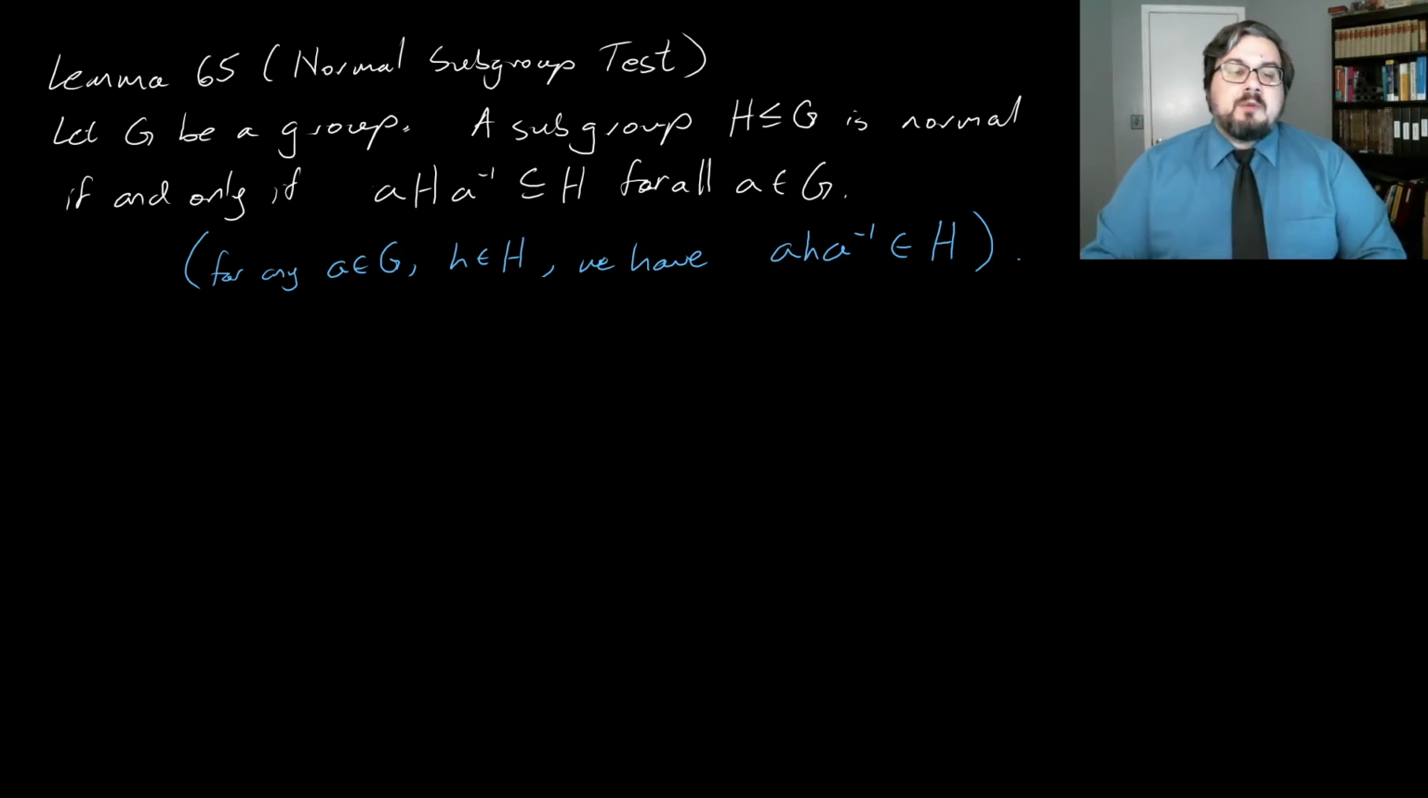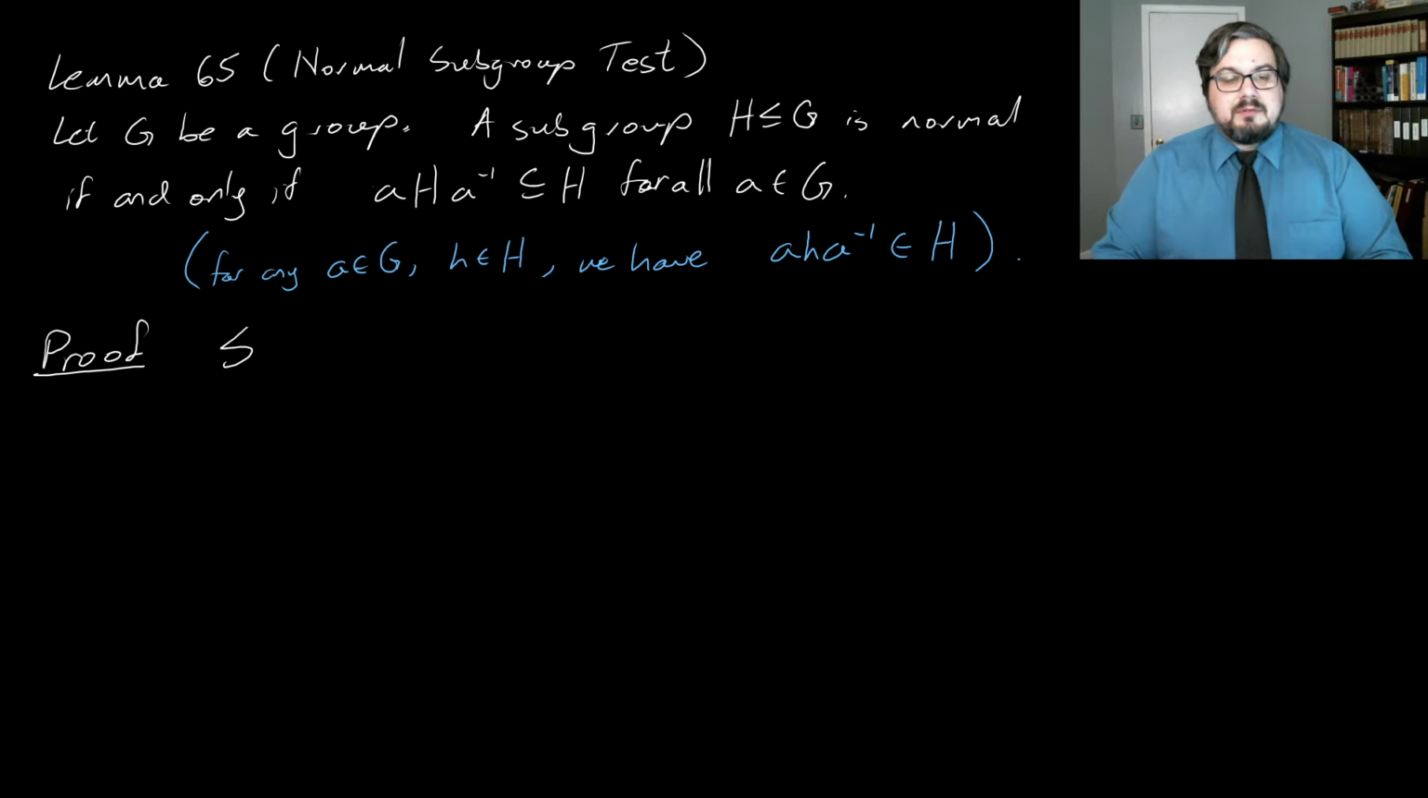Notice also that we're only checking one direction. We're only checking a containment rather than an equality, but it turns out that that's good enough. As long as you prove that this condition holds for any element a in G, then we get the normal subgroup that we need. So let's see a proof of this.